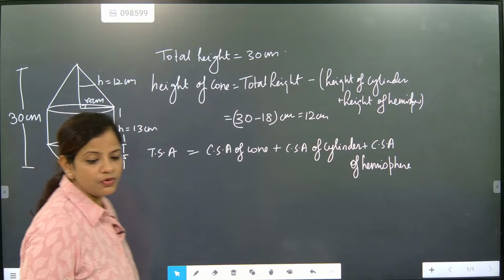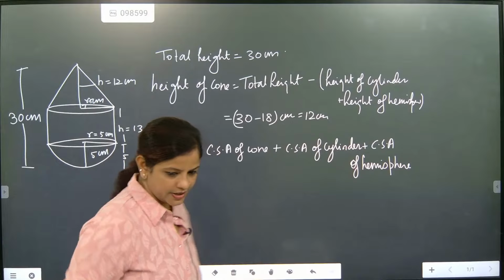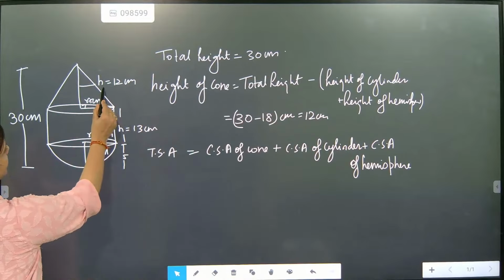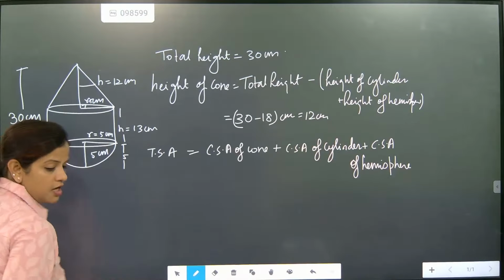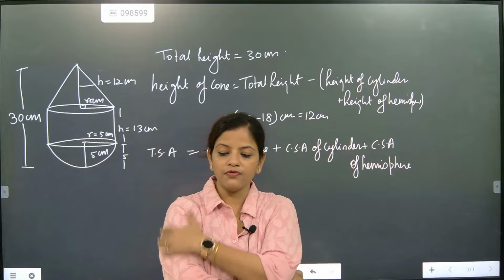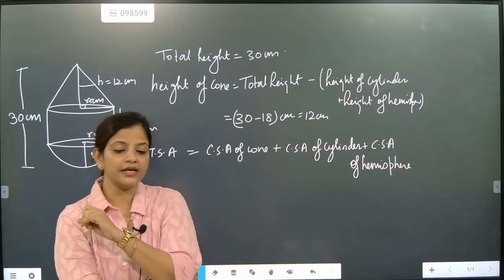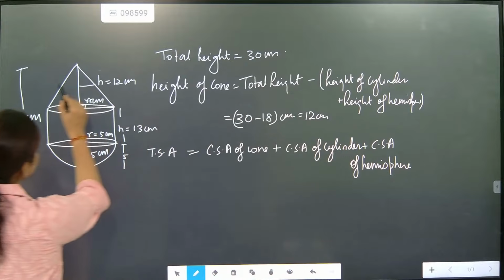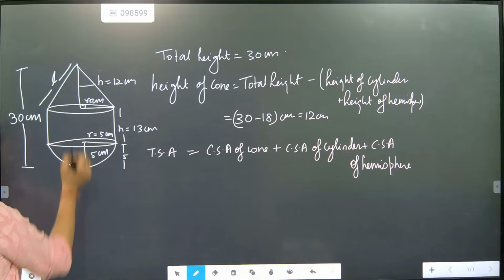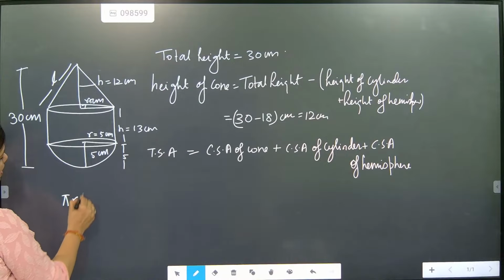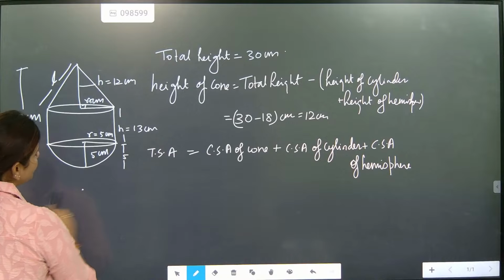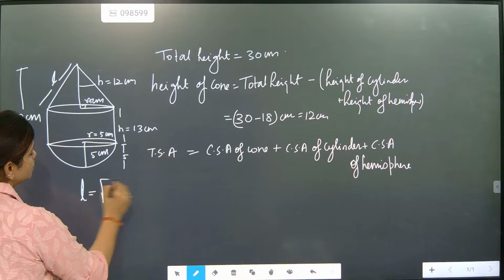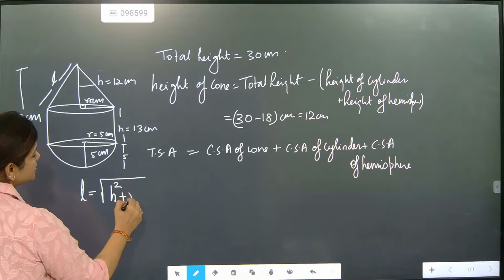For the CSA of cone, you need to find the slant height. So how do we get the slant height? We know the formula. Anyone tell me the formula for slant height? This part is L. So it becomes pi r L, where L is the slant height. So we need to find L first. L is equal to root under h square plus r square.